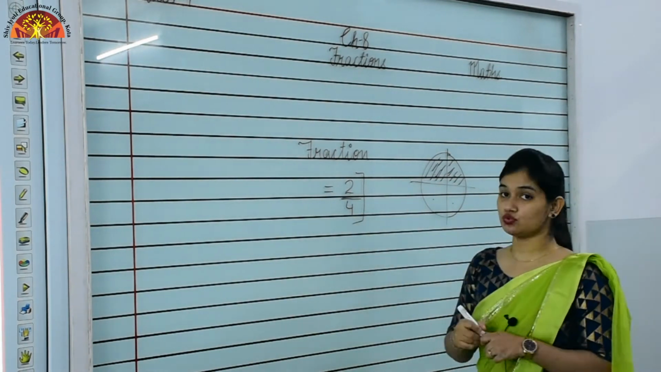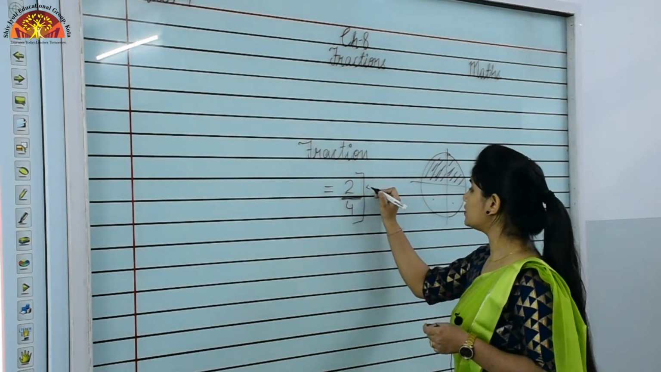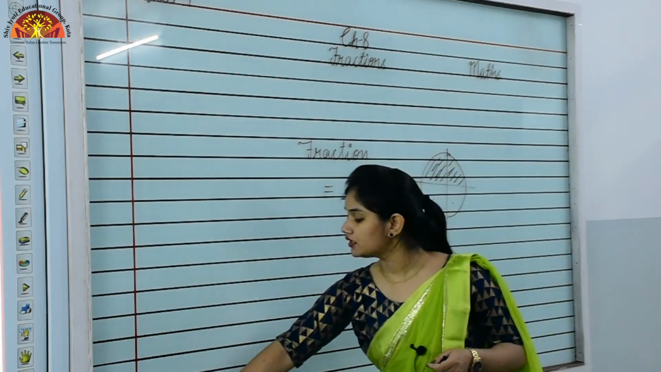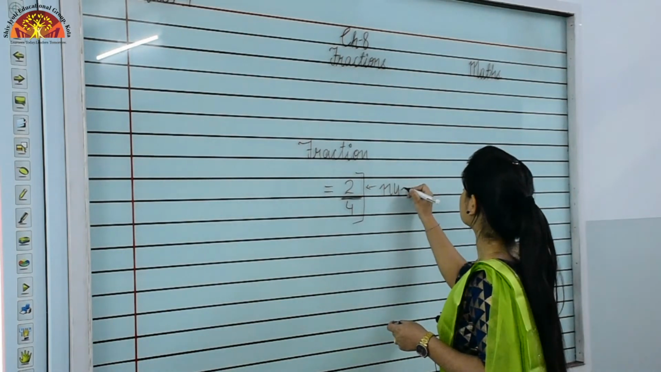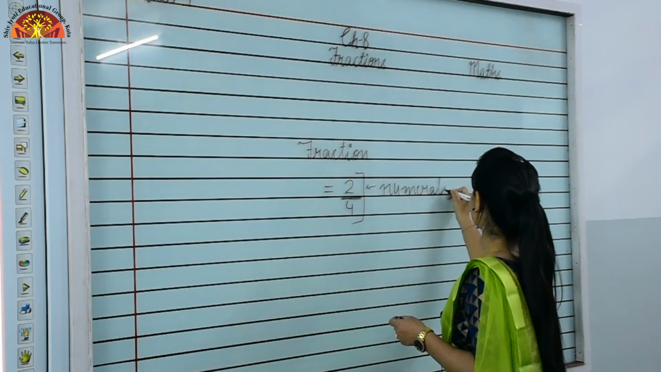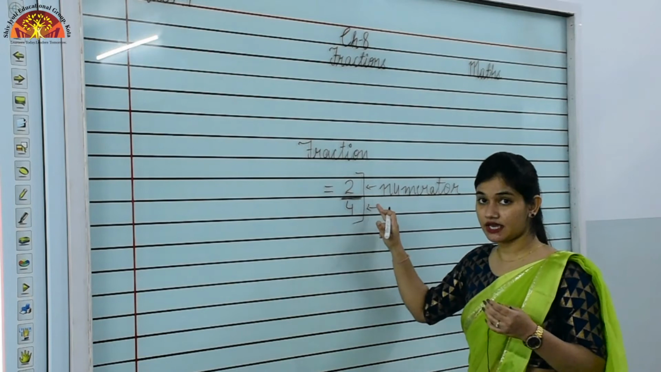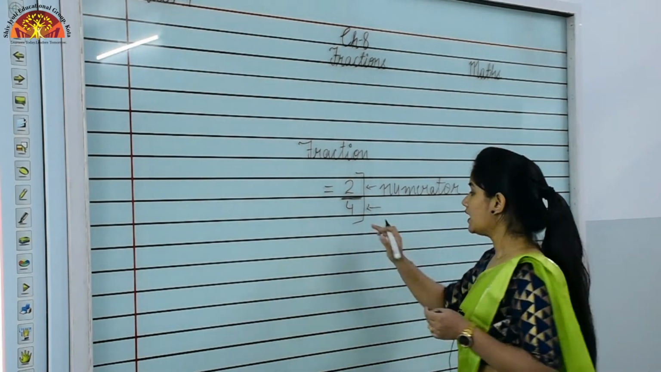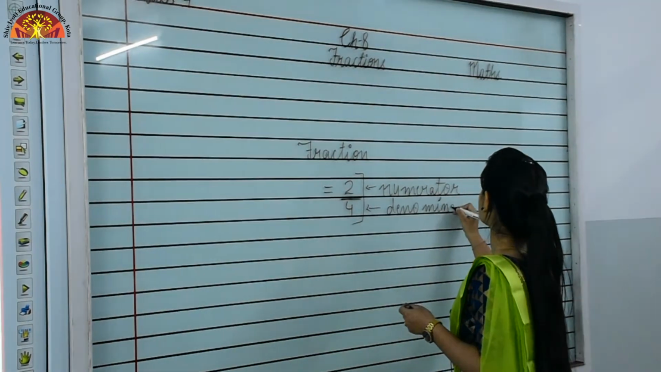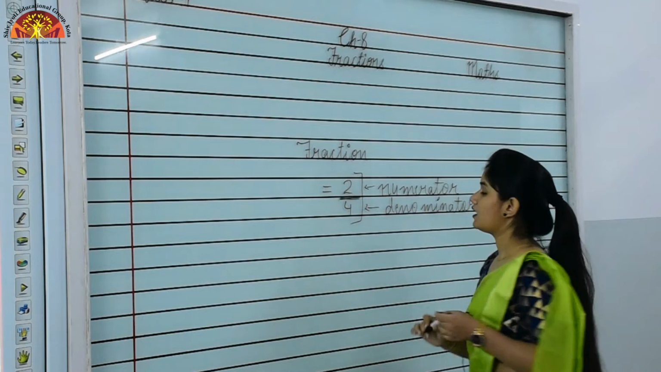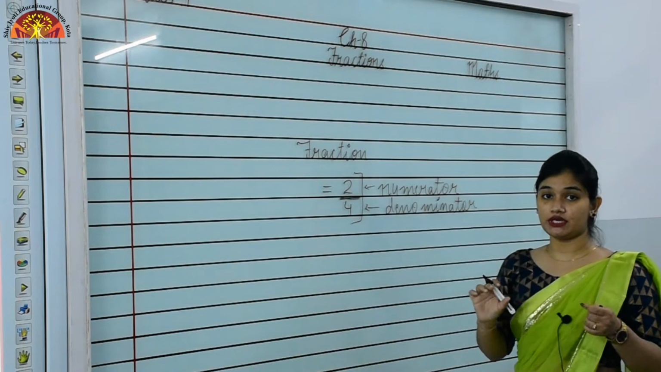Now this 2 is coming above the dividing line, so 2 is the numerator. What is 2 here? 2 is the numerator. And what is 4? 4 is coming below this dividing line. Then this 4 is known as the denominator. Numerator this one, denominator this one, and this complete will be a fraction.